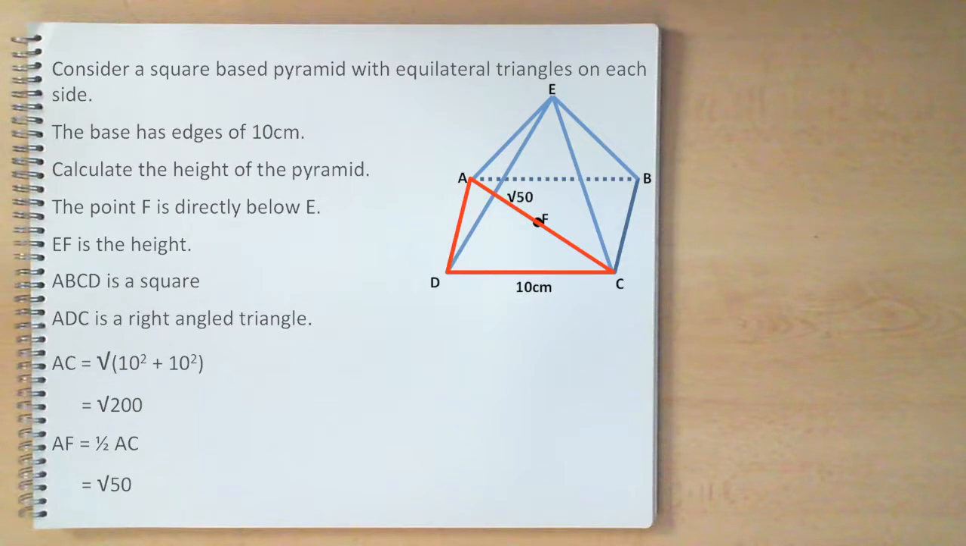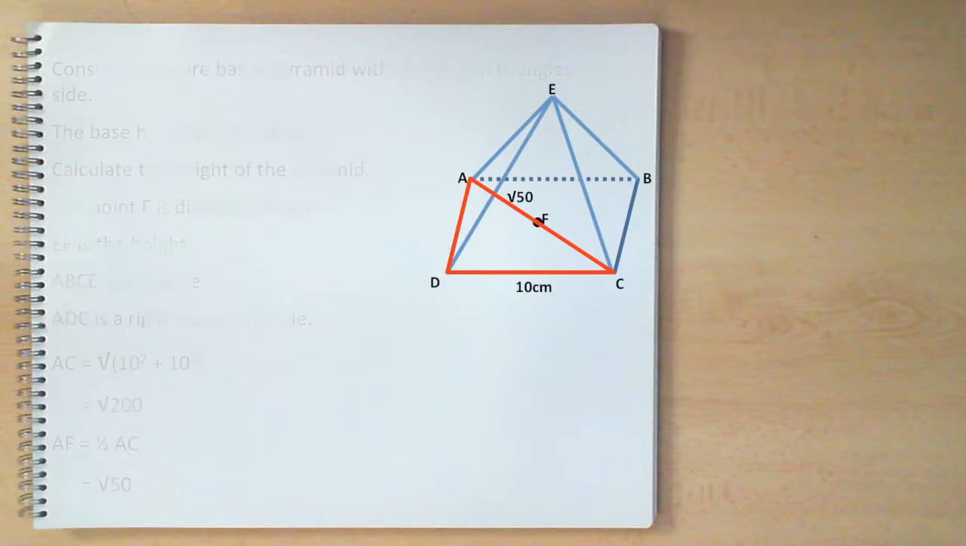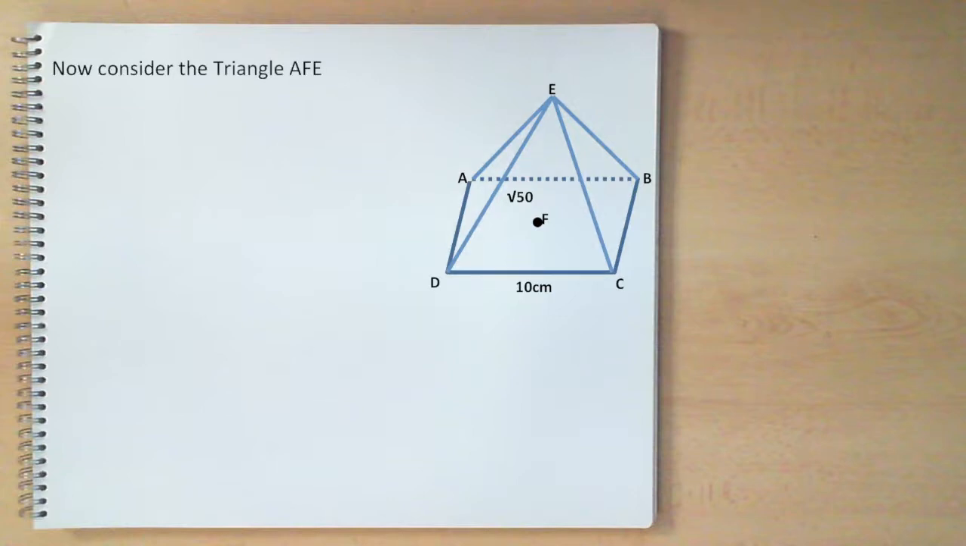We've now got a little bit more information than we started with. We know the distance from one corner to the centre of the base of the pyramid, and that's root 50. It's about 7.1 or so. So now we're going to consider the triangle that goes from A to F and then to E. Let's draw that, but put it down separately on our page so we can see exactly what it's like. There's AFE. We know the distance from A to F is root 50. We've just worked that out.